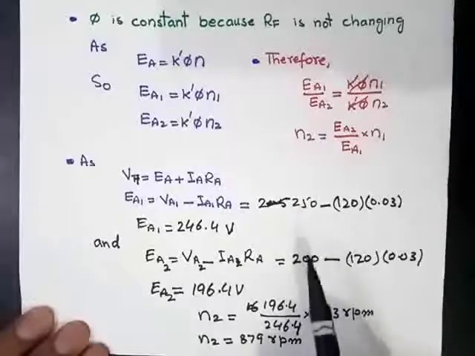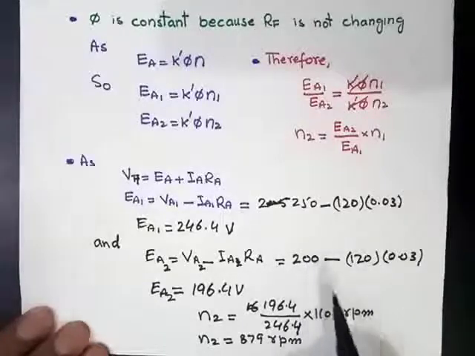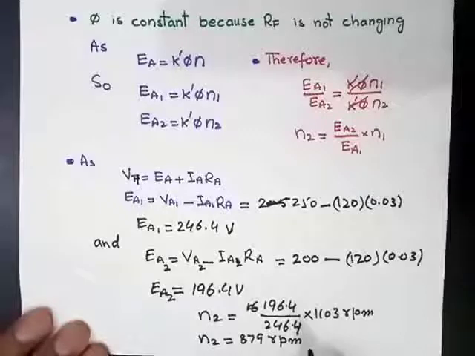When the armature voltage is 200 volt, then the speed is 879 revolution per minute. Now clearly the speed has reduced from 1103 revolution per minute to 879 revolution per minute. That's it for this lecture.